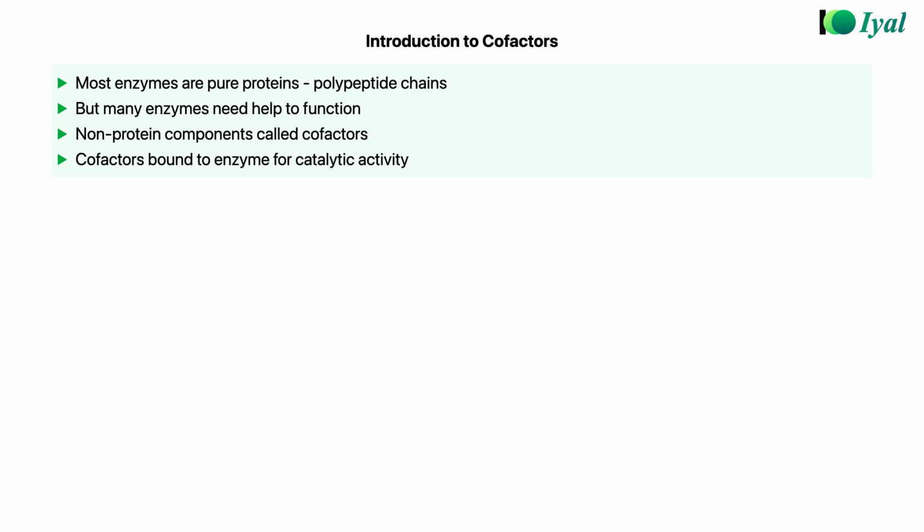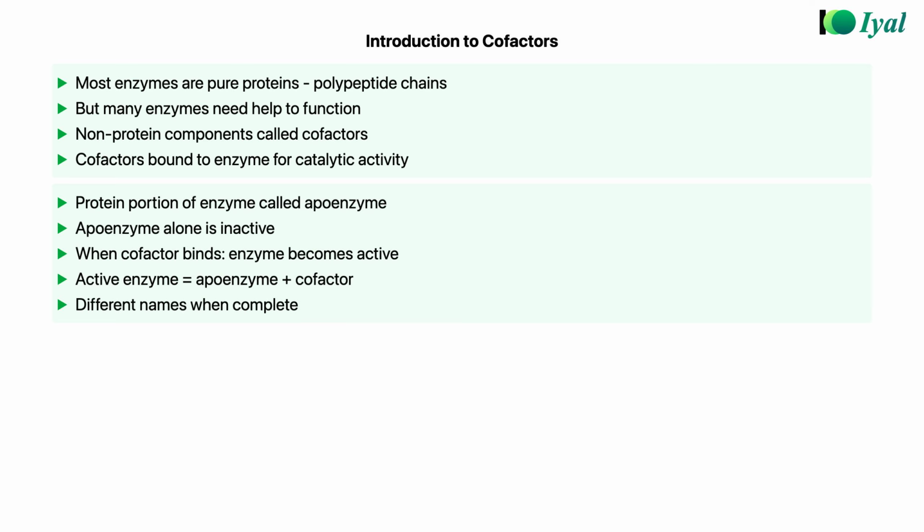A cofactor is any non-protein substance that an enzyme needs to be catalytically active. When you have just the protein part of an enzyme, it's called an apoenzyme. By itself, an apoenzyme is inactive. It can't work. You need the cofactor. When the cofactor binds to the apoenzyme, you get an active enzyme. The complete active enzyme has a different name. We sometimes call it a holoenzyme.